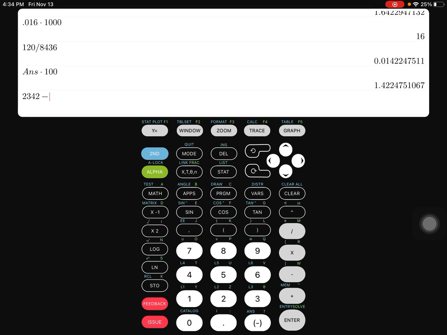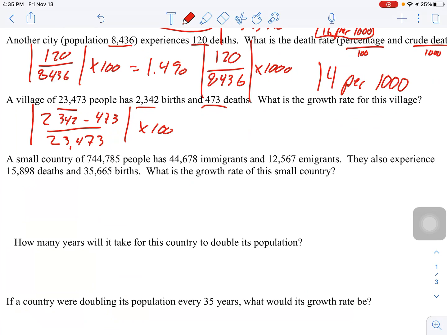2,342 minus 473. Divide that by the whole population, and then multiply by 100. And our total growth rate is almost 8%, 7.96%. And that's the growth rate. I know it's a little different than what we did in class, but it's not a big deal. We can modify it easily.